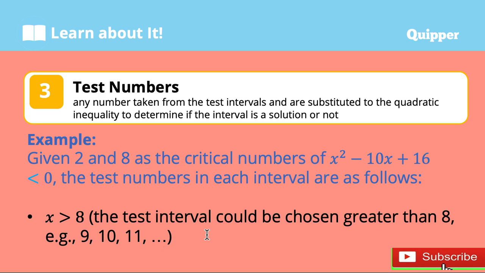And for the third interval, x is greater than 8, the test number could be chosen greater than 8, and that is 9, 10, 11, and so on. Again, we'll just choose one test number in this interval.